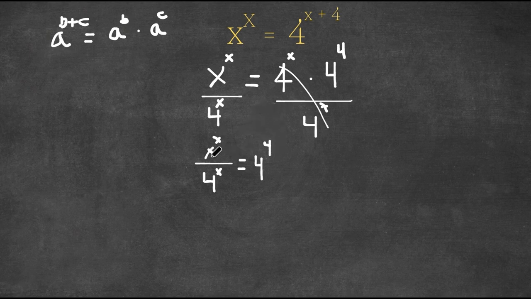Now we're going to change this into x over 4, all to the power of x, because both the numerator and the denominator are already to the power of x. So we're just putting the x over 4 here and putting parentheses. And this is equal to 4 to the power of 4.